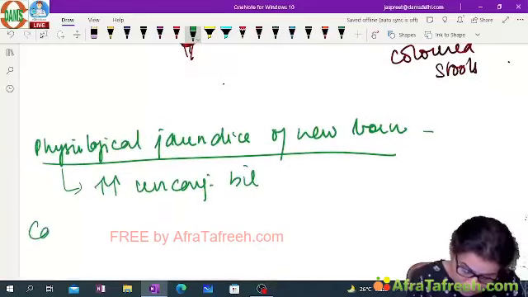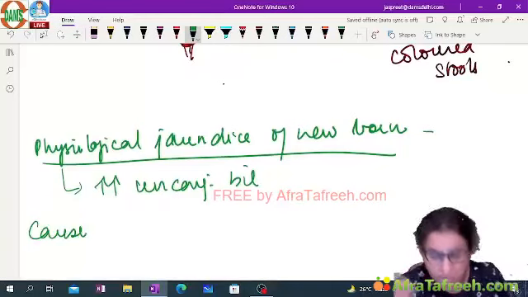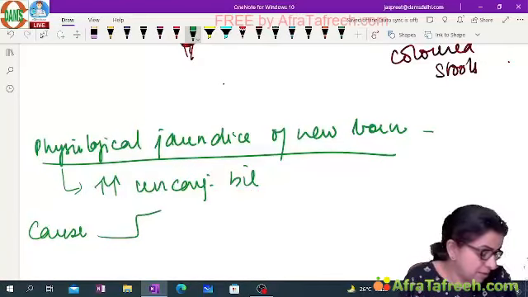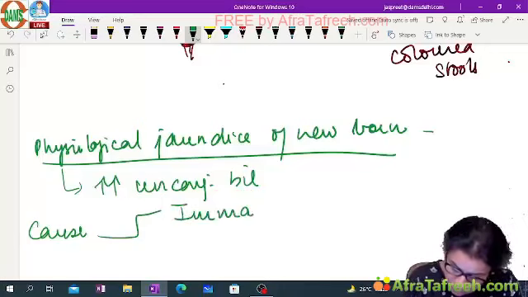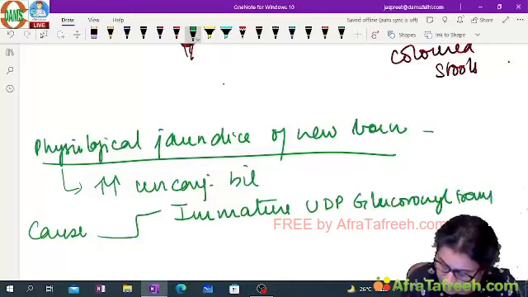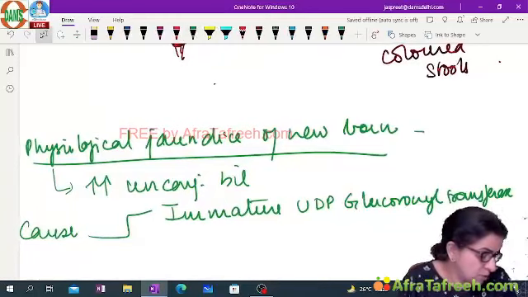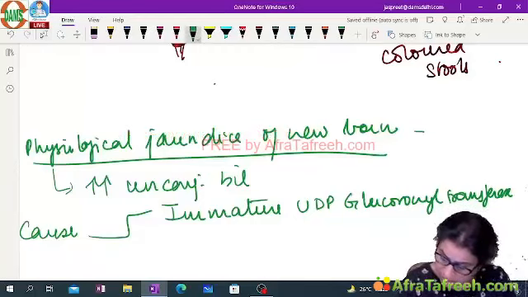Now why is bilirubin coming into the liver but not getting conjugated? Cause number one: in a newborn liver, the enzyme UDP glucuronyl transferase is immature. So this enzyme is immature at birth.